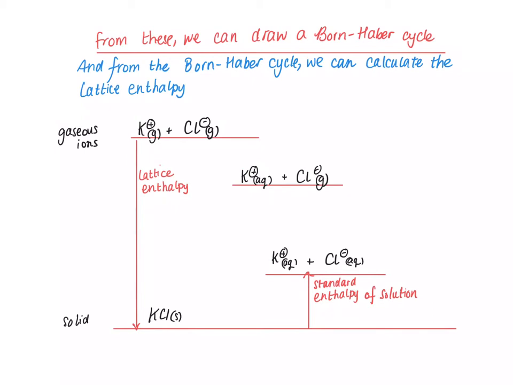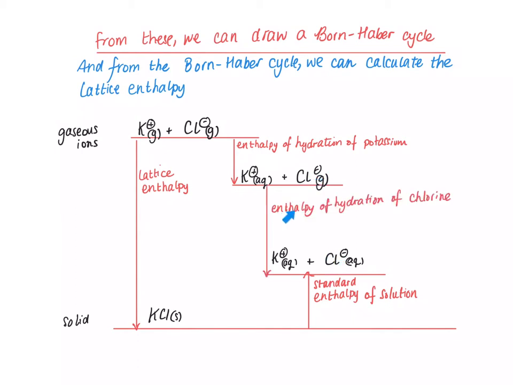As in a Born-Haber cycle you've done before, we want to create a cycle which links this side and this side, and by doing that we're going to change one state of each of the ions in turn. So going from this line to this line, we're taking K+ gaseous into K+ aqueous. And we know, because we've defined it earlier, that's the enthalpy of hydration of potassium. The next rung down is going from Cl- gaseous to Cl- aqueous, and that's the enthalpy of hydration of chlorine.